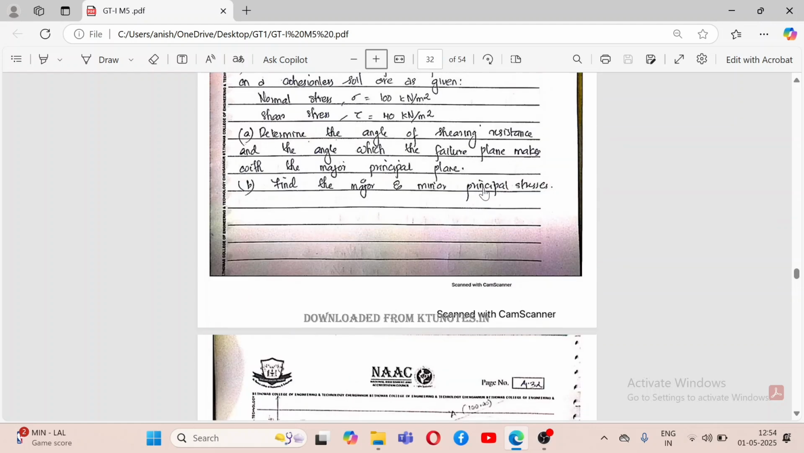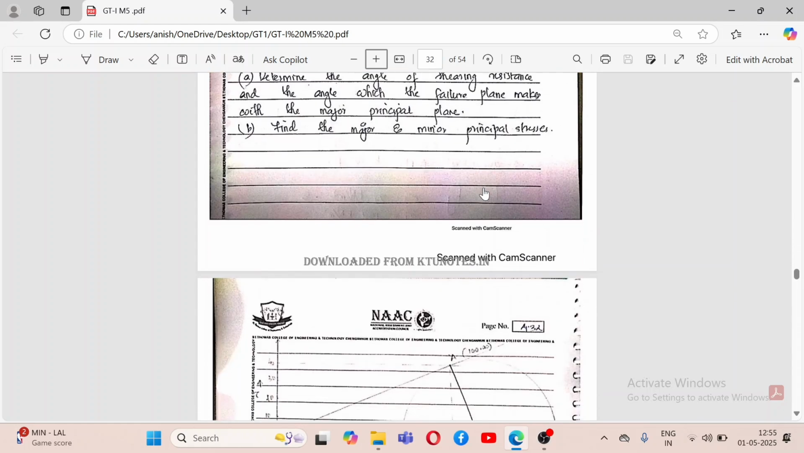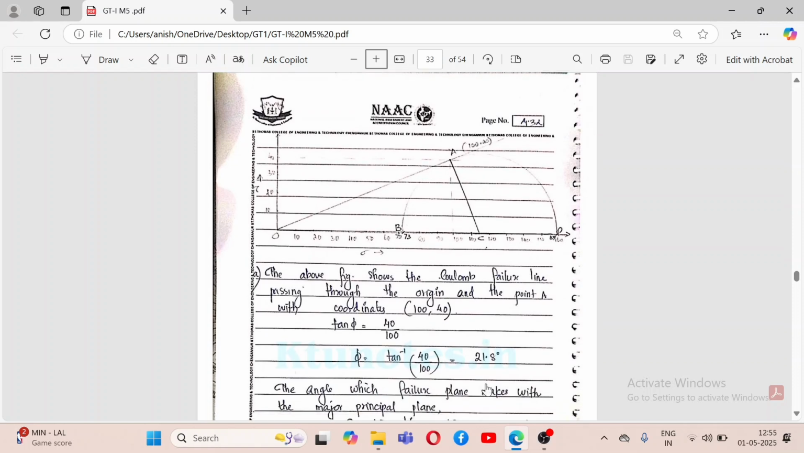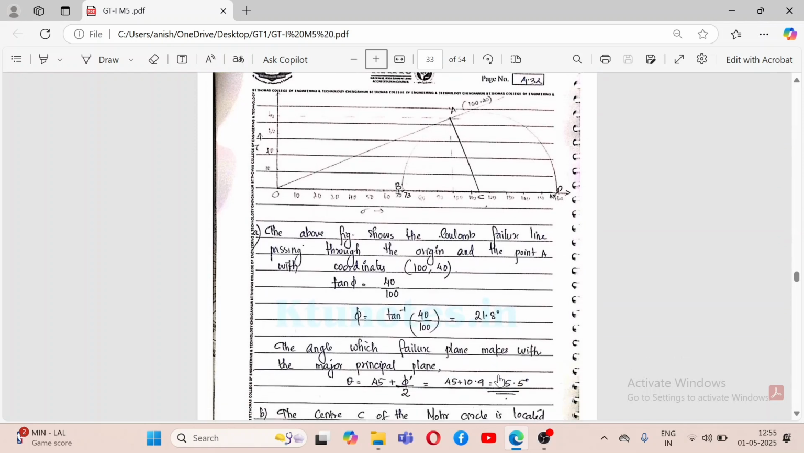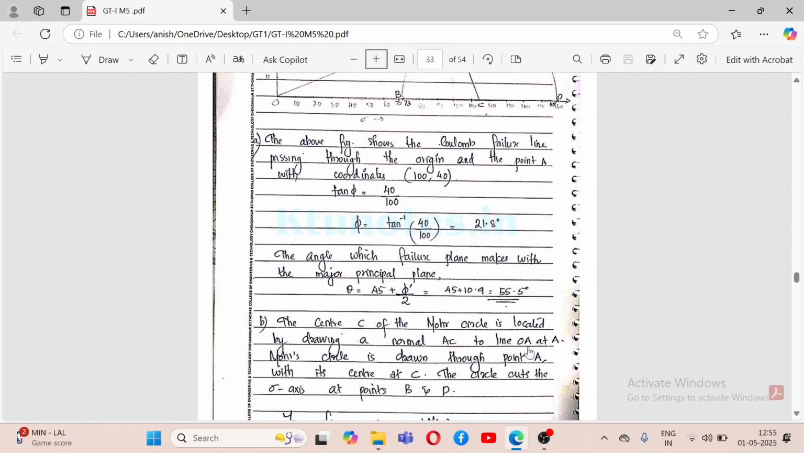You have to find the angle also. So phi you get as 21.8 degrees. We have a formula for the angle which the failure plane makes with the major principal plane: theta is equal to 45 plus phi dash by 2. That phi dash is taken as 21.8. So what do you get? Theta is 55.5 degrees. Theoretically you get that.